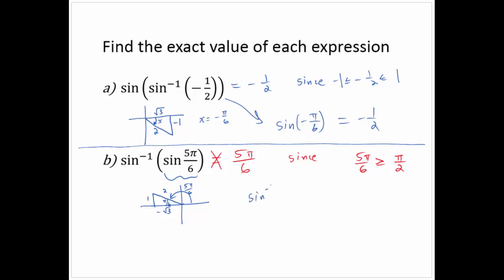So sine inverse of sine of 5 pi over 6 is equal to the sine inverse of 1/2. Now for sine inverse of 1/2, we have to think of the angle between negative pi over 2 and pi over 2. So now I can draw this reference angle. My reference angle is pi over 6. And so this would then equal pi over 6. Okay, so we have to be careful sometimes when we're evaluating these expressions.